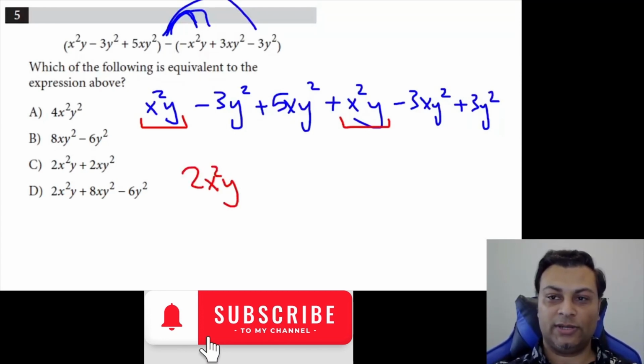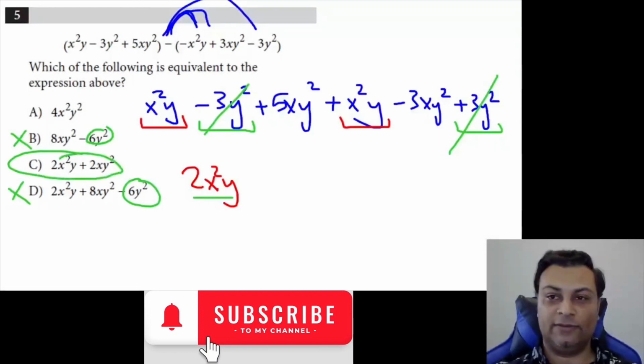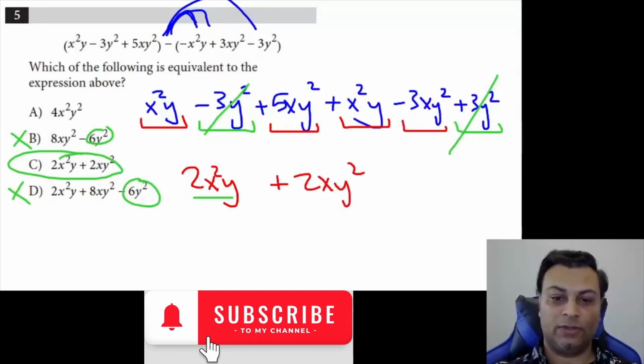And let's see what else we have. We have y squared. There's minus 3y squared plus 3y squared. So those are gone. We're not going to have any y squared in our answer. So B is out. And D is out. They both mention y squared. Okay. And in fact we need 2x squared y, so the answer is C. But let's see what else we have. We have a 5xy squared minus away 3 of those, leaving you 2xy squared. So the answer is C.